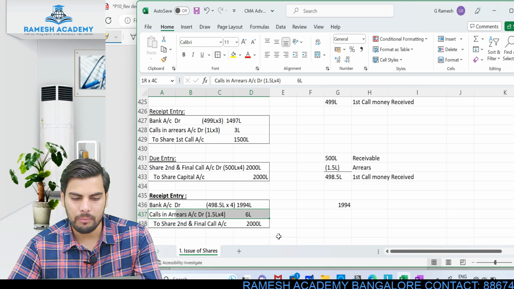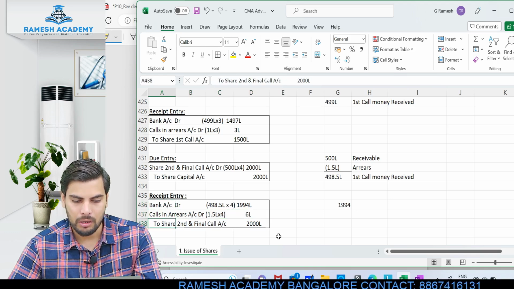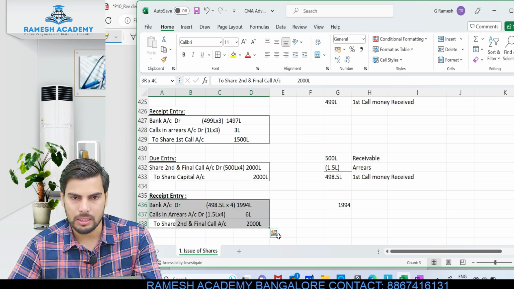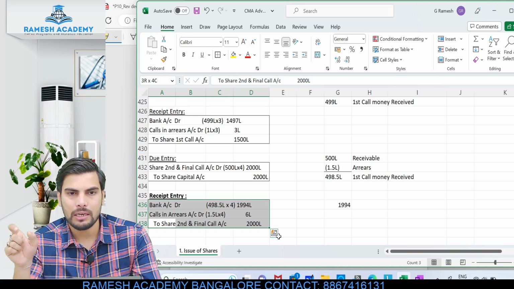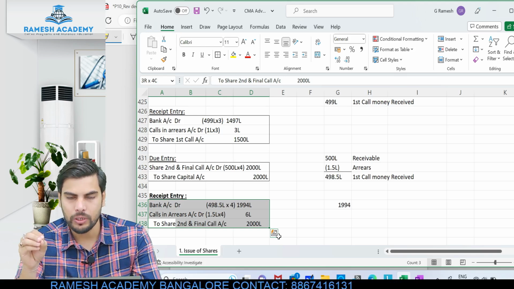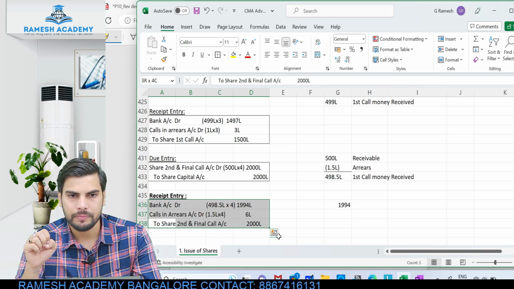Because when I'm debiting the cash book, I'll be concerned only about this figure and this figure over here. So nowhere am I concerned about the 6 lakh rupees. Why? Because I'm not preparing the calls in arrears, but the complete journal entry would be like this. This would be the complete journal entry. Hope you understood. Calls in arrears is receivable, so we just need to debit it. Clear?